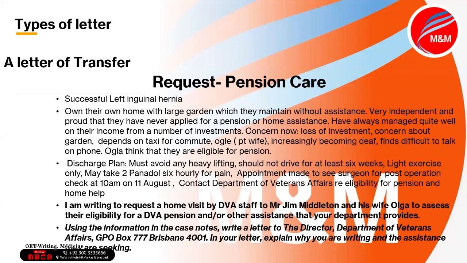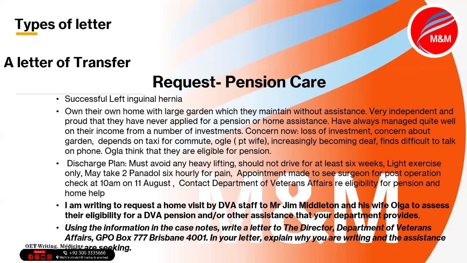Okay. You can see there, we have to write it down. I'm writing to request a home visit by Department of Veteran Affairs staff to Mr. XYZ and his wife to assess their eligibility for the Department of Veteran Affairs pension and any other assistance that they could provide.